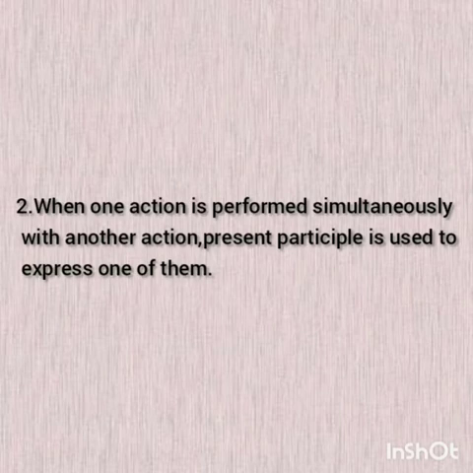The second use of present participle is when one action is performed simultaneously with another action, expressed by the present participle. In the example, she rode the bicycle humming a song. The first part of the sentence, she rode the bicycle, expresses the simultaneous action. And the second part expresses the present participle, humming a song.